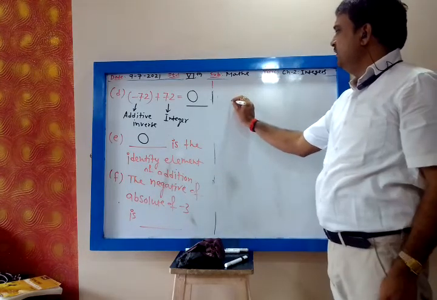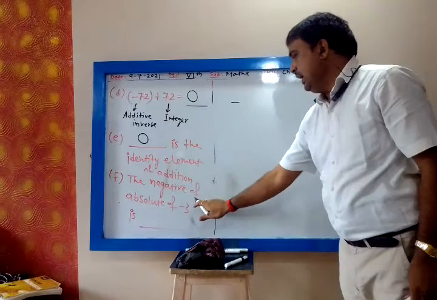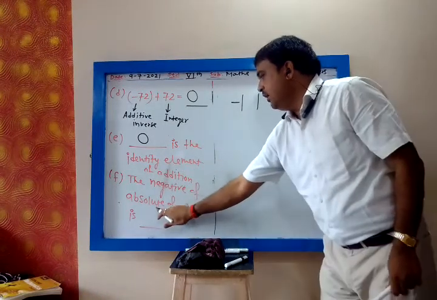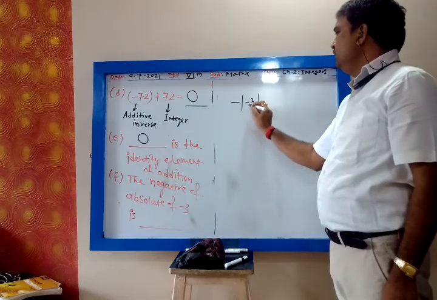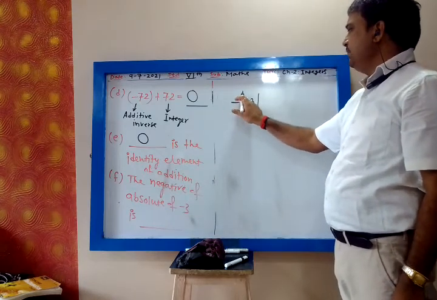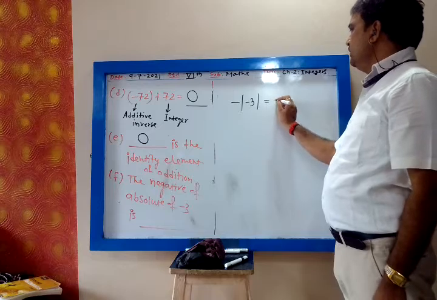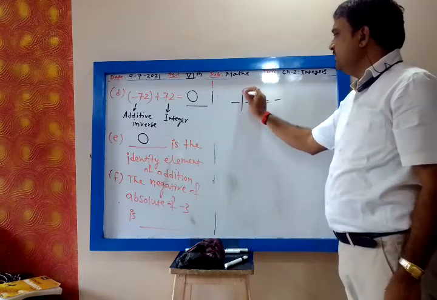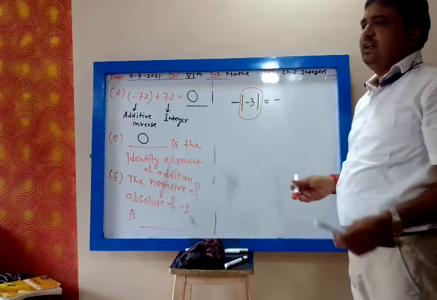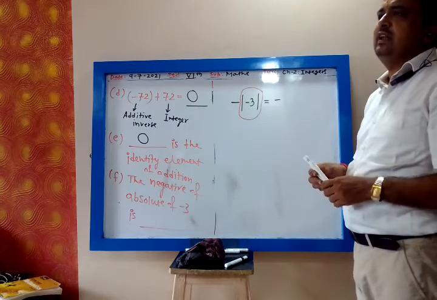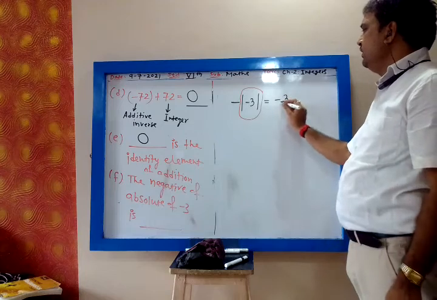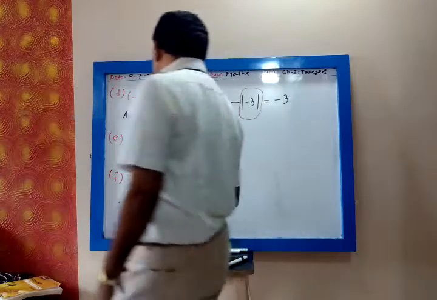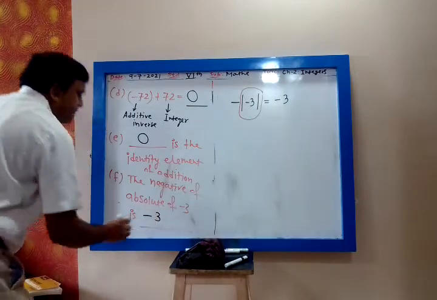Negative means minus. Then absolute means vertical bracket. Vertical bracket means absolute of which number? -3. So negative means minus outside, then absolute value of -3. Yes. So now what is absolute value of -3? Whether number is positive or negative, its absolute value is positive, 3. So absolute value of -3 is 3, but because of this minus sign, it is minus. So answer is -3.